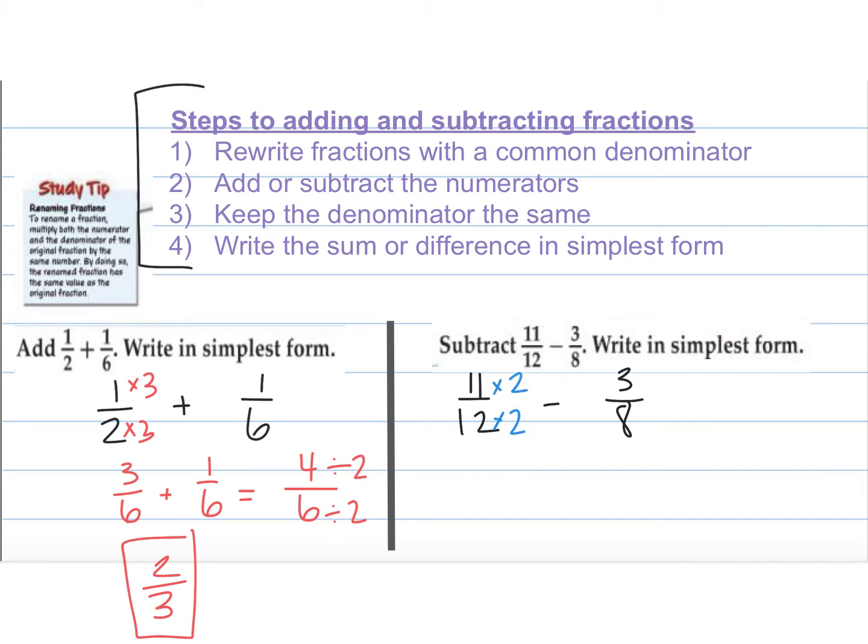So 12 times 2 is 24. Multiply top and bottom by 2. My new fraction would be 22 over 24. 8 times 3 is 24, so multiply top and bottom by 3. 3 times 3 is 9 24ths. Now that I have a common denominator of 24, I can subtract 22 minus 9, which is 13. Keep the denominator the same. We don't subtract those. And I don't think that can be simplified at all, so my final answer, 13 24ths.